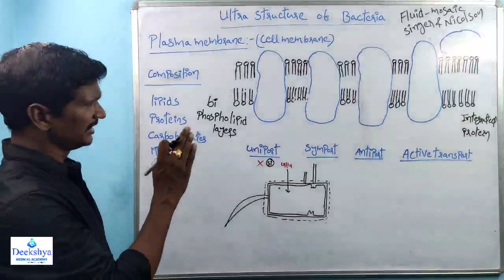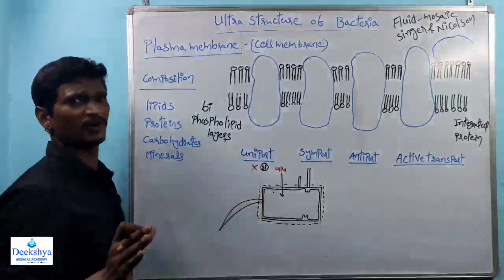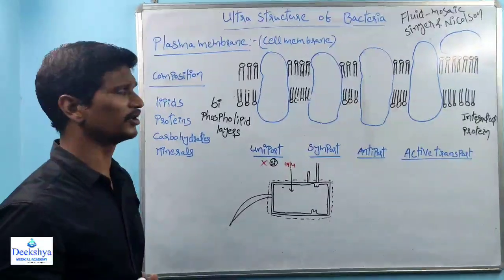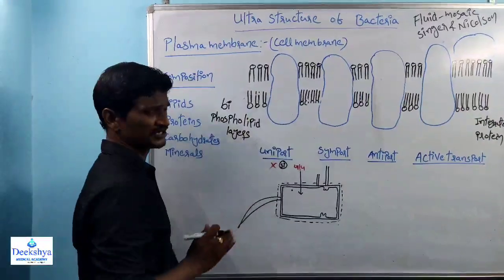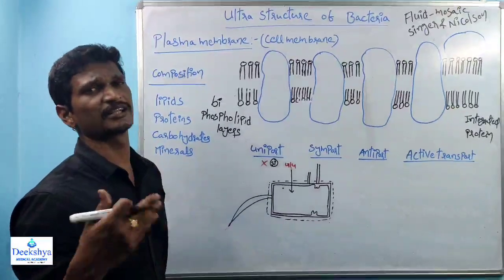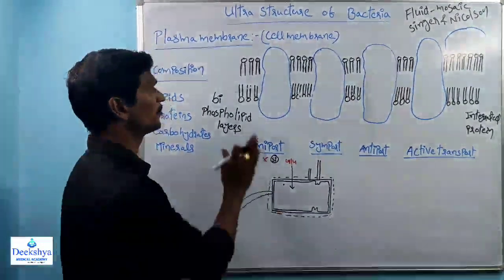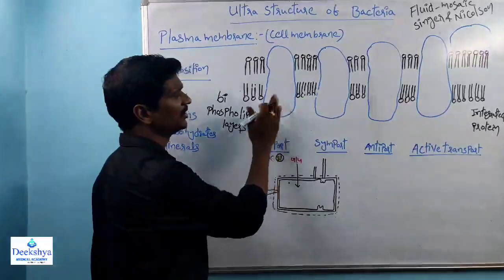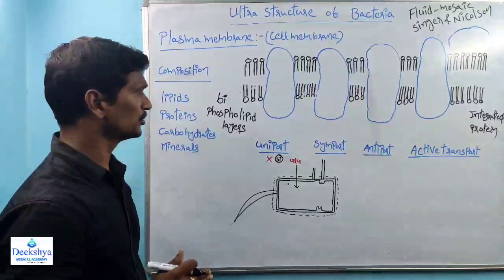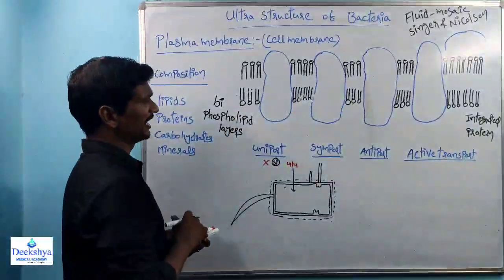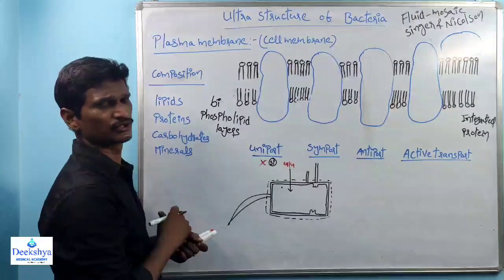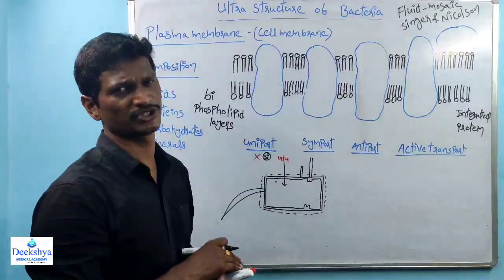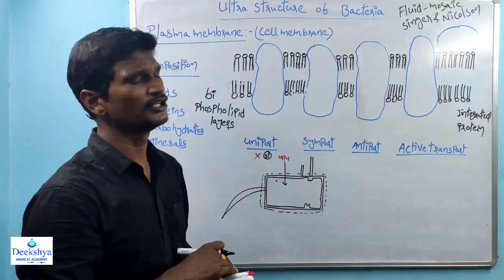Right? So here proteins are involved in the transportation of one type of molecules. Lipids, here phospholipids, are involved in the transportation of another type of molecules. So what type of molecules are transported by the lipids and what type by the proteins? Before explaining that, we have to know about the different types of transport systems.